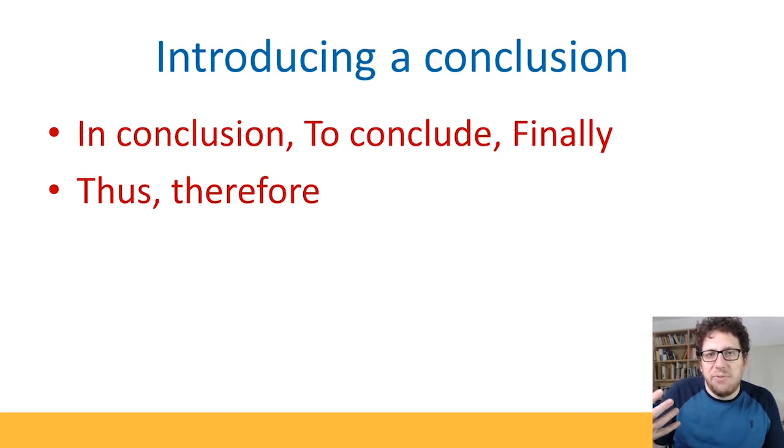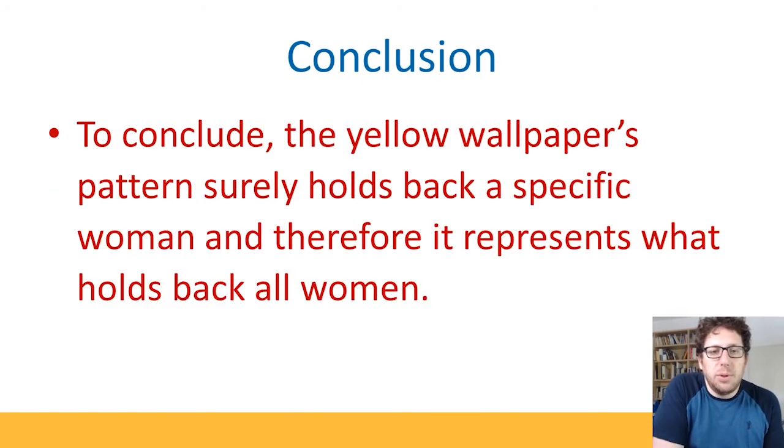Thus and therefore mean what I'm going to say now comes directly from what I said earlier. So that's the conclusion. What I'm saying now is based on what I just told you. You can also use thus and therefore to introduce the analysis. So to conclude, the yellow wallpaper's pattern surely holds back a specific woman and therefore represents what holds back all women. Yeah, this is what I was arguing.